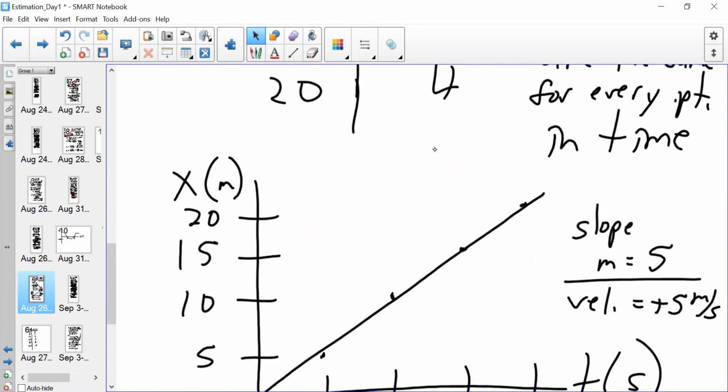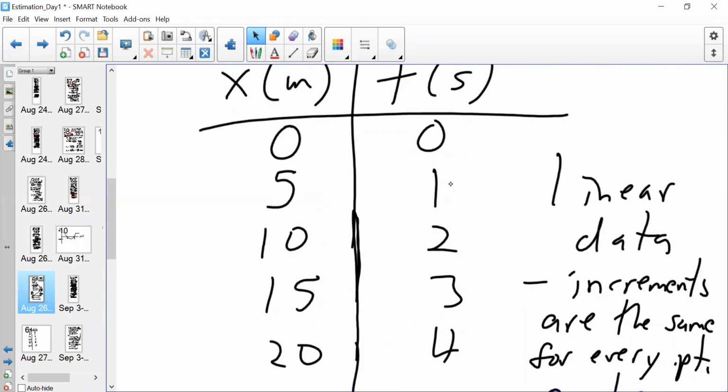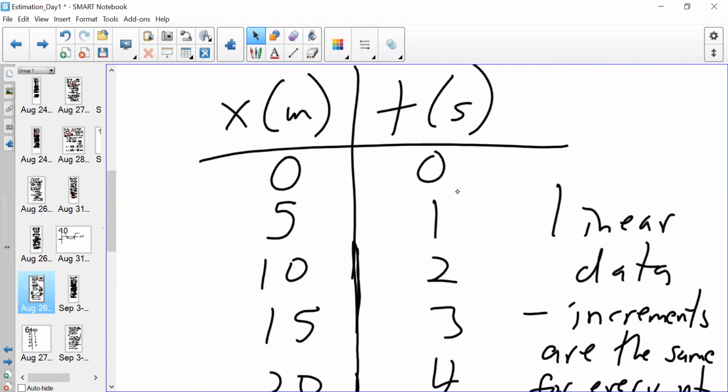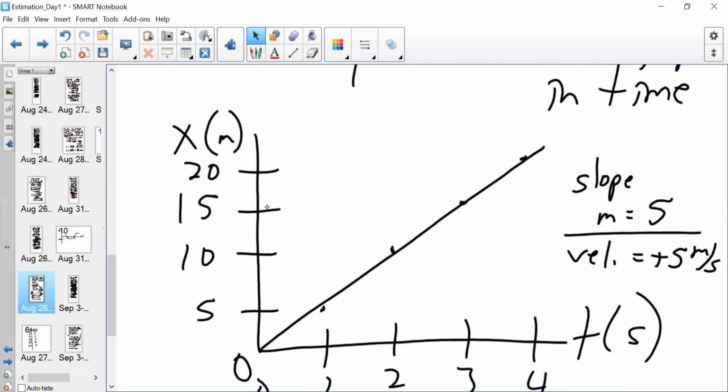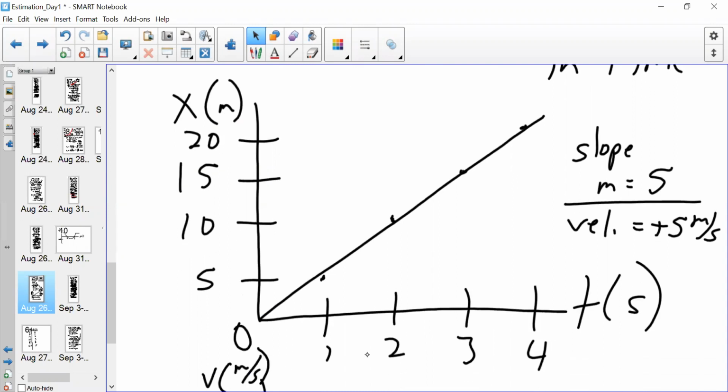And now we take this data. So this would be part of the experimental process where we're interpreting data. We're doing our experiment and we're going to interpret what's going on. We're going to explain what's happening. So like I said, the X data will be in the Y-axis, 5, 10, 15, 20. And then the time data will be in the X-axis, 1, 2, 3, 4.